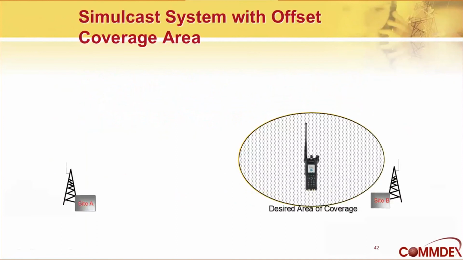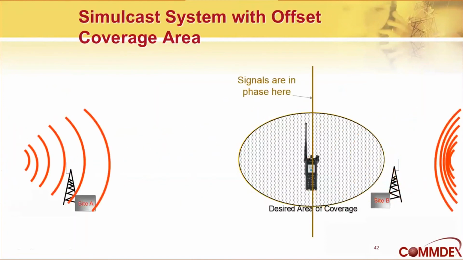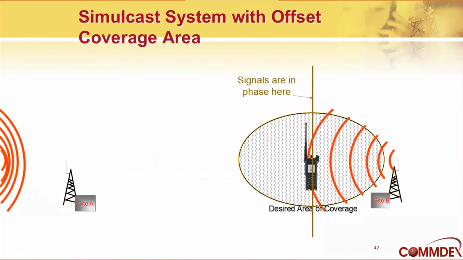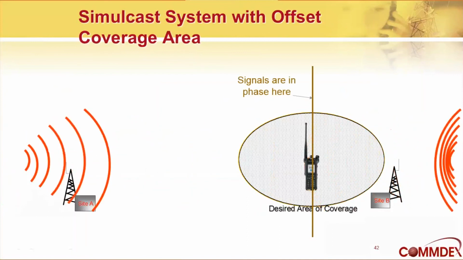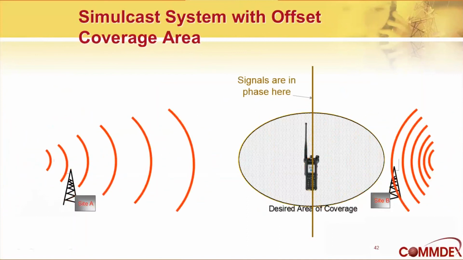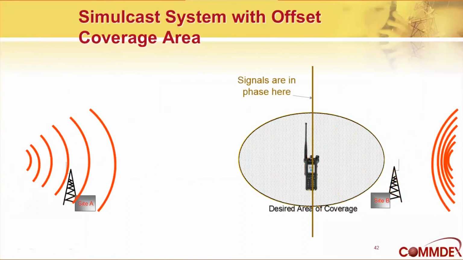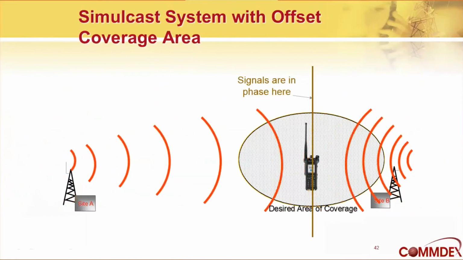So here's an example where I've moved my desired coverage area closer to site B. If we were to launch simultaneously, the signal from site B would get there before the signal from site A, and you'd get cancellation. So how do we overcome this? Well, if you look at this animation carefully, you'll see that site A launches first, and after a delay, then site B will launch. And the result of that will be that the signals will be received in phase in the desired coverage area.